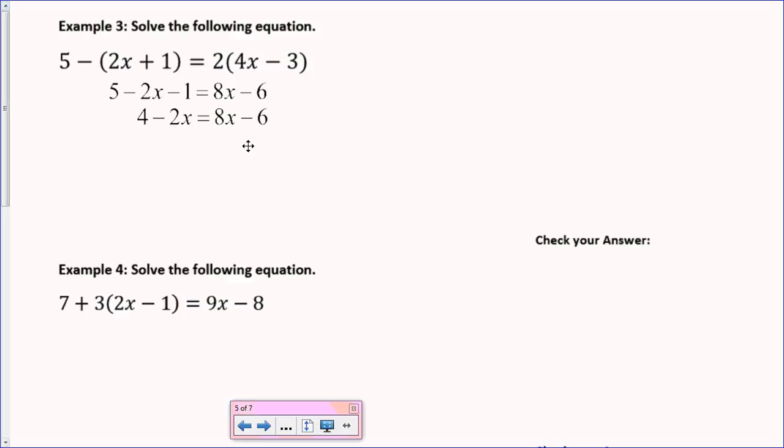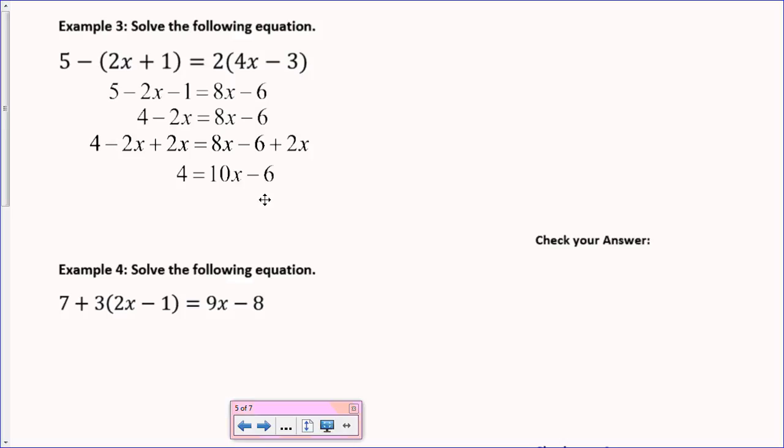Okay? Now I'm just going to do what we did on examples 1 and 2. So I'm going to actually move the -2x by adding 2x to both sides. Just like that. And then this side's going to leave me with 4. The 8x plus 2x is going to leave me with 10x. And I still have my minus 6.